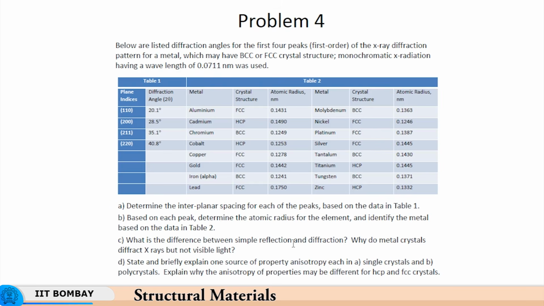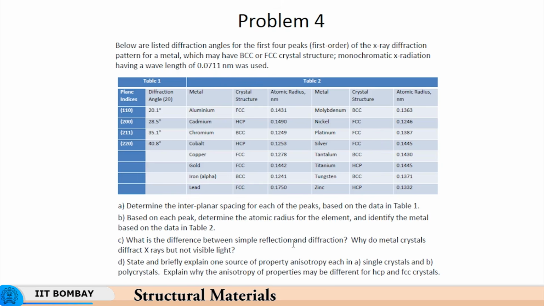can identify the material. So our strategy will be to find the interplanar spacing and the corresponding structure, then identify what could be the atomic radius, and then based on that identify the material as given in this data sheet. So based on each peak, determine the atomic radius. That's what we are going to do.